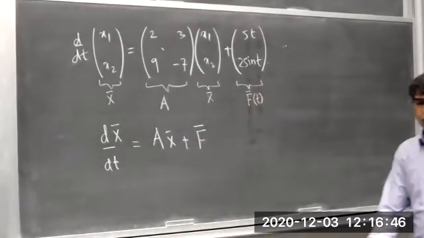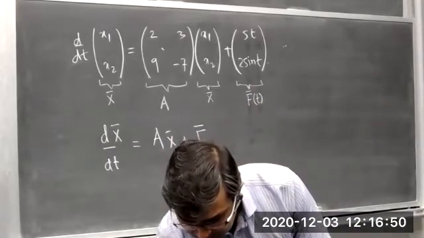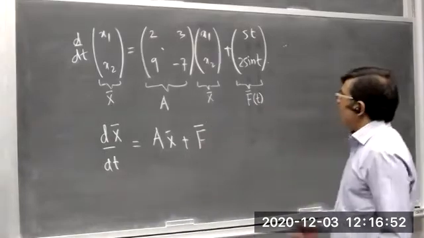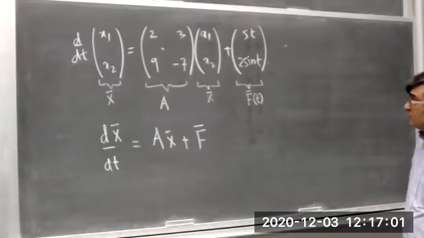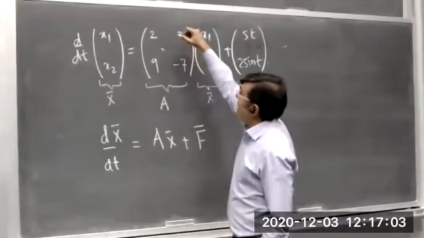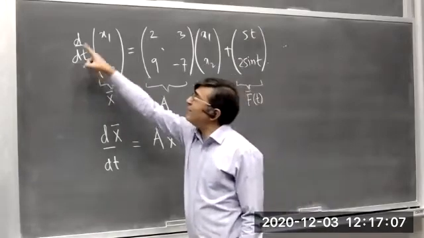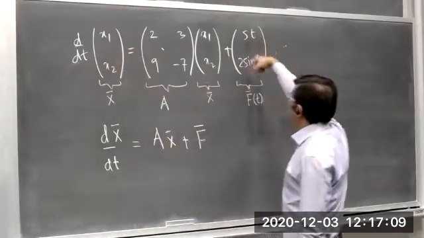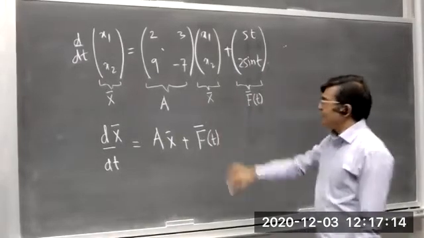So in short, we can write that linear system in this form. I hope you get it. If you have any question, you can ask me. Where A is this matrix, x1, x2 is the x vector, and d by dt of x vector is this, and this is your f vector, which is basically a function of t.